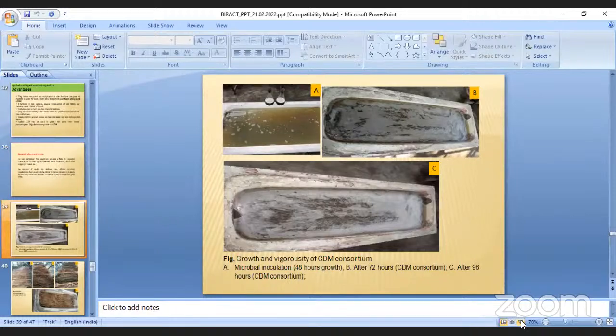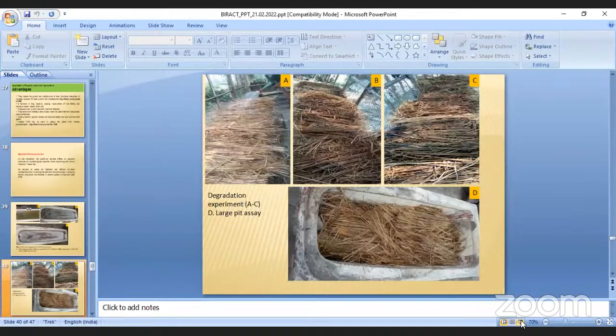This is some of our peat production activities, where we can see the growth and vigorosity of the CDM consortium up to 96 hours of growth of the strain. Okay, so this is some of the degradation experiments, showing how they can be used for quick degradation activities, in rice and some agro waste products. We have tested these degradation activities in the large peat assay, and they can be easily used as mulching materials. Earlier, mulching materials were used without the activities of these CDMs. Now the CDM activities are properly going on, and this can retain the moisture content and additionally provide other nutrients: major nutrients, secondary nutrients, and micronutrients.